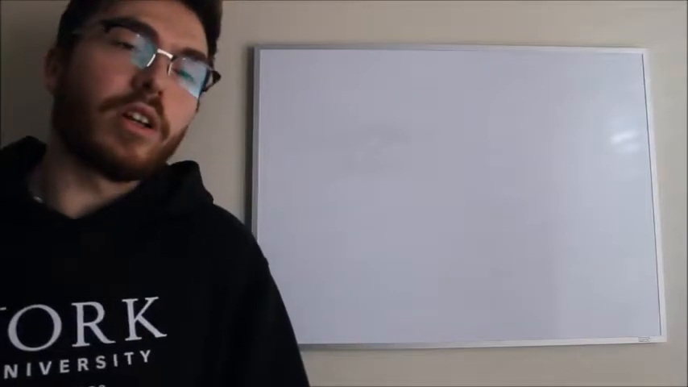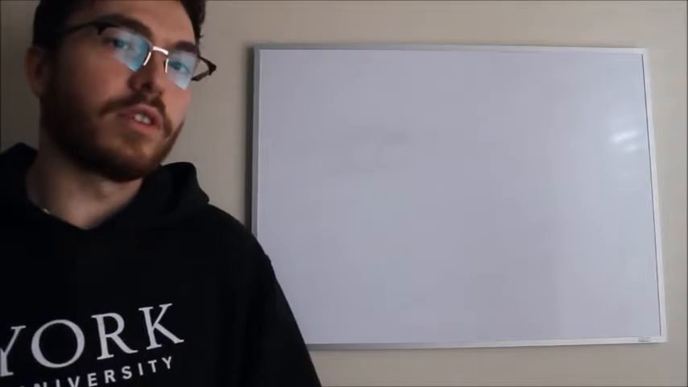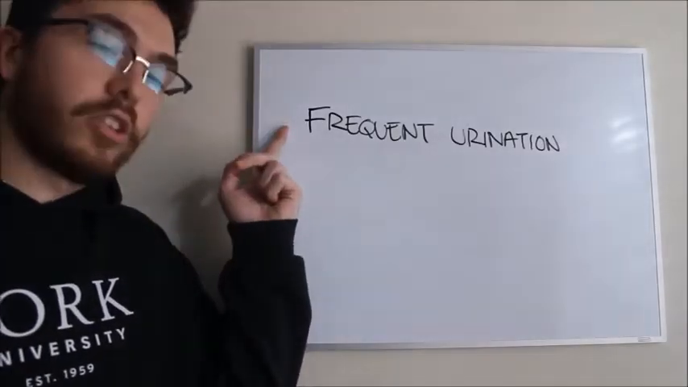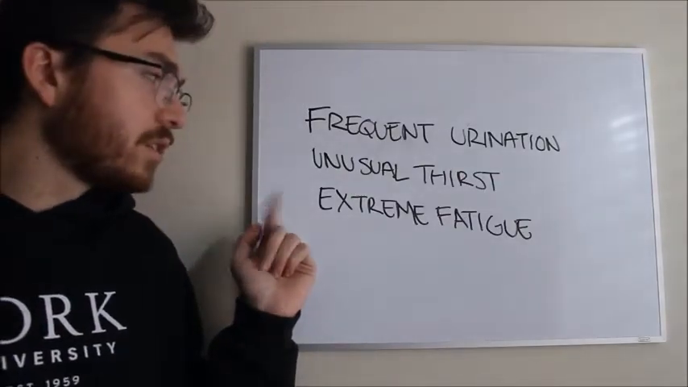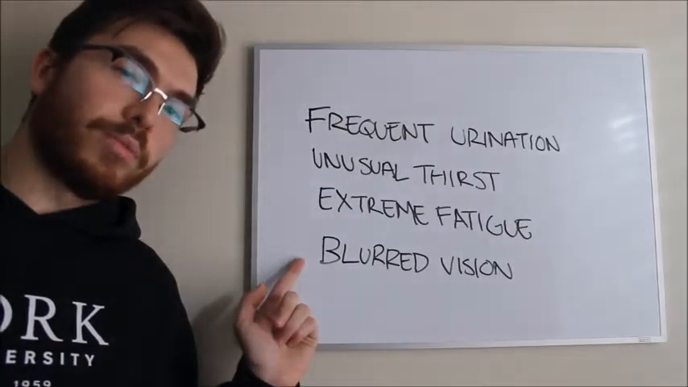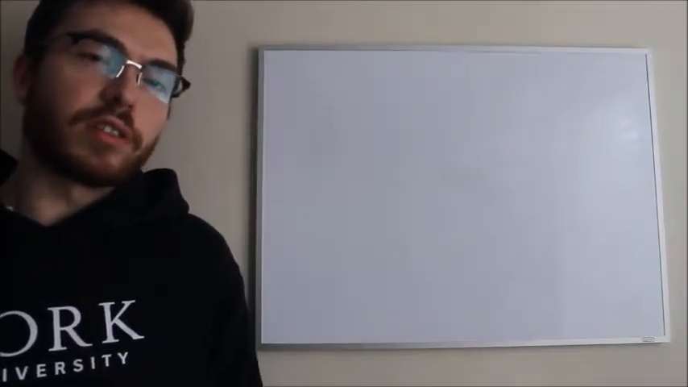As parents to a young child, you notice some symptoms that have been constantly occurring in your child's life. They are frequently urinating, unusually thirsty, often extremely fatigued, and have been experiencing blurry vision. These symptoms begin to worry you, so you take your child to go see a doctor.